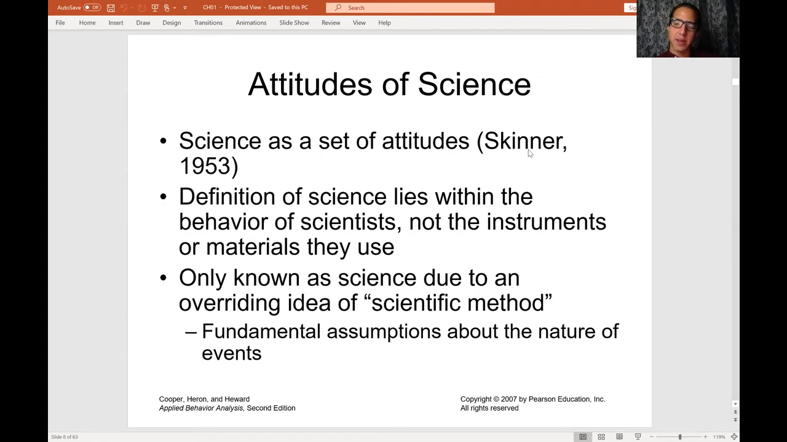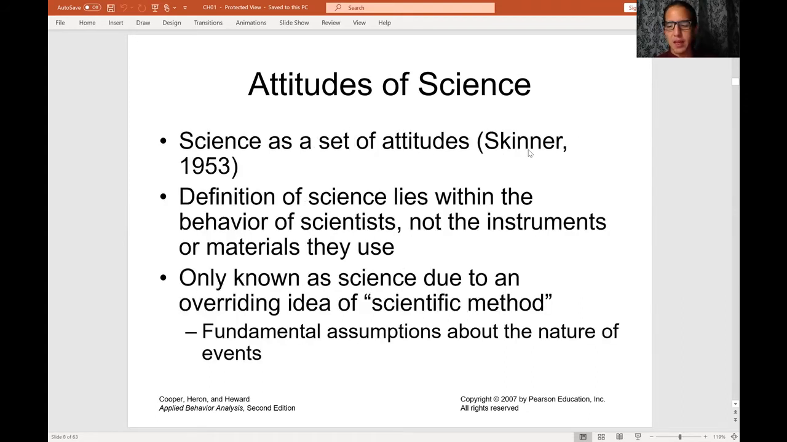So science and being a scientist, it's a lot about having attitudes, not an attitude about it, but just an attitude of how you see the world, right? Skinner said that science is a set of attitudes. The definition of science lies within the behavior of the scientist, not the instruments or materials they use, only known as science due to an overriding idea of the scientific method, fundamental assumptions about the nature of events.